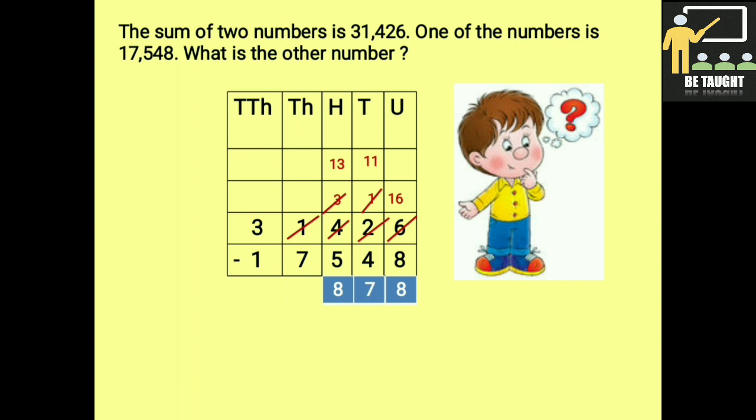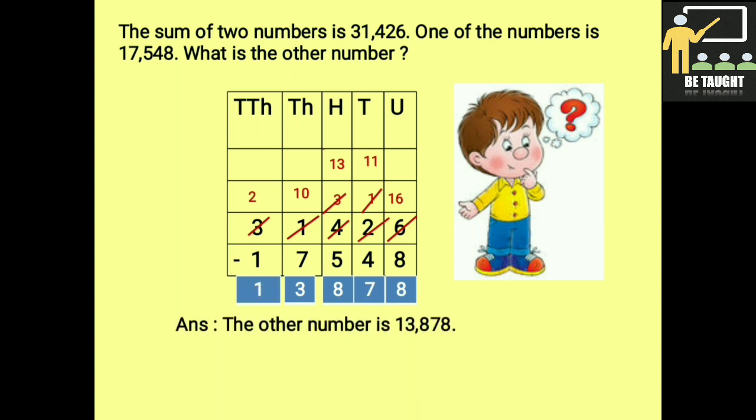0 minus 7 is also not possible. So again you have to borrow 1 from the 10,000s place. So here it will become 10 minus 7 is equal to 3. And since we had borrowed 1 from the 10,000s place, so the number which comes before 3, that is 2. Minus 1 is equal to 1.